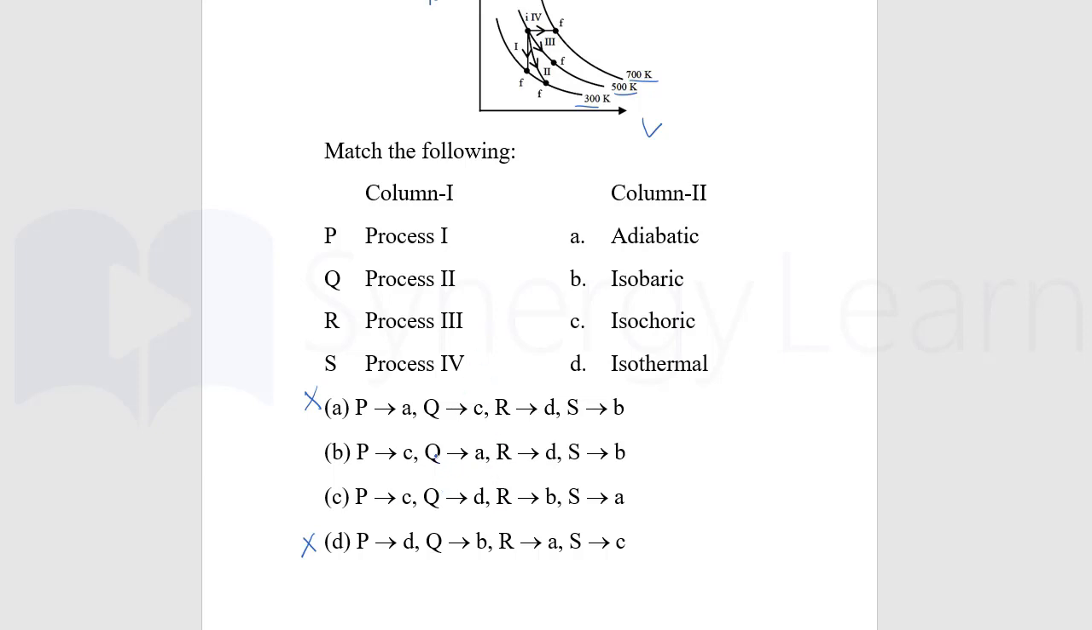Now in Q the options differ. So let us check for Q. So Q is process 2 and process 2 is also a curve. Therefore it cannot be isobaric and it cannot even be isothermal. Therefore we will rule out option 3rd, because option 3rd says the process 2 to be isothermal, which it is not. Hence the option B is correct.